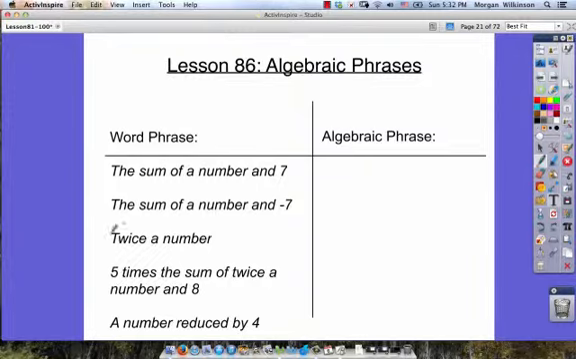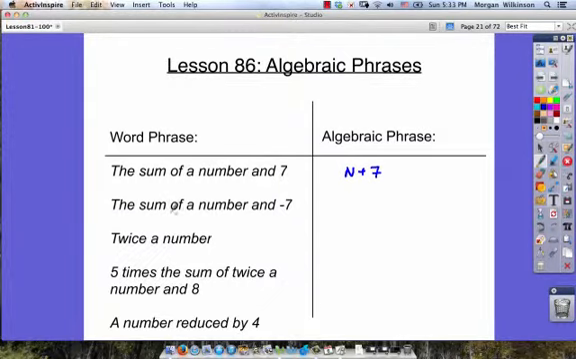So the sum of a number and 7, the algebraic phrase, we're going to take this word phrase and turn it into n plus 7. Because we've got the sum of a number, so add the number: n plus 7. And we've got the answer here. That's all we have to do with this type of question.